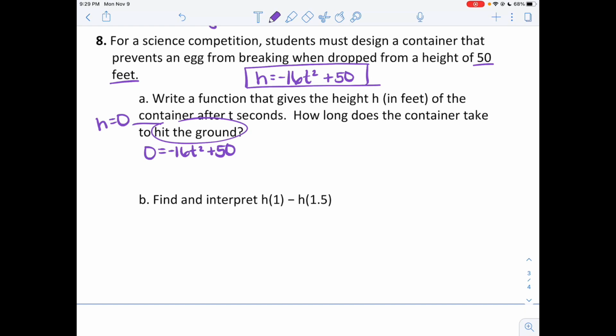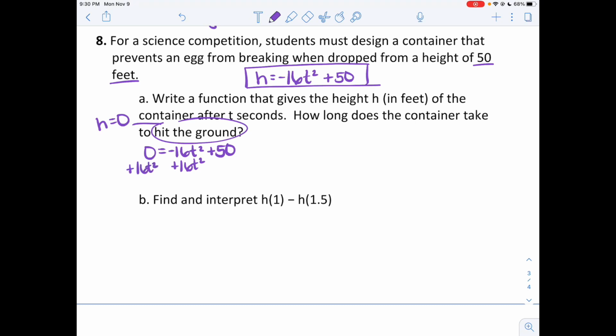I notice that I have something squared and I have a constant. So I can use square roots to solve this just like I did in problems 4 through 6. So let's go ahead and get it in the right format for that. In order to do that, remember we wanted our squared term on the opposite side of our constant. So I'm going to go ahead and add 16t squared to both sides.